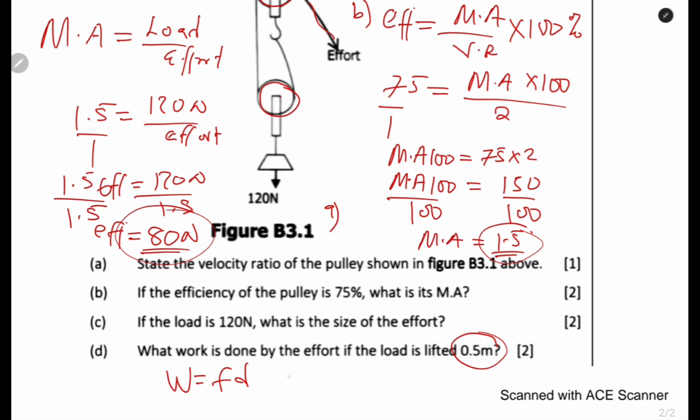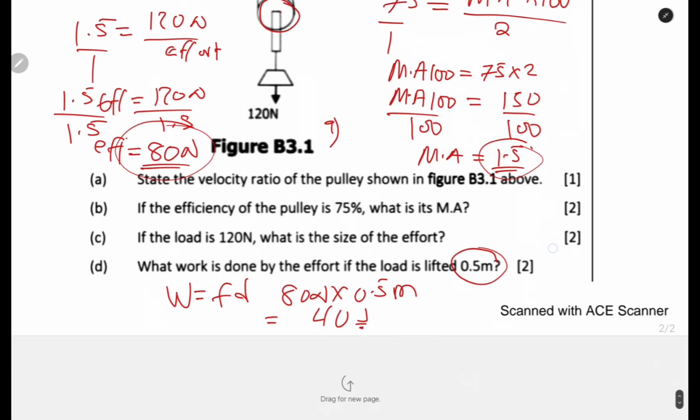Which means we are going to say 80 Newton multiplied by 0.5 meter. And what are we going to find? That is 80 multiplied by 0.5. If we punch it on the calculator, 80 multiplied by 0.5, we find 40. This is work, so joule. So that is how you work that one out.